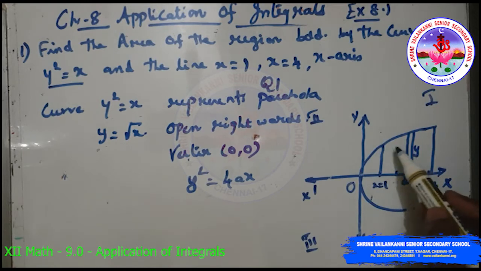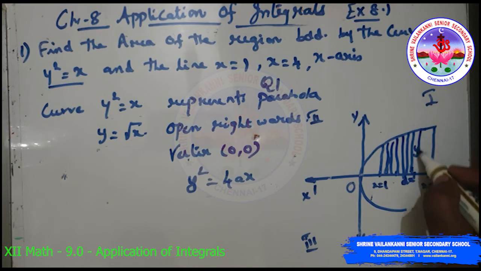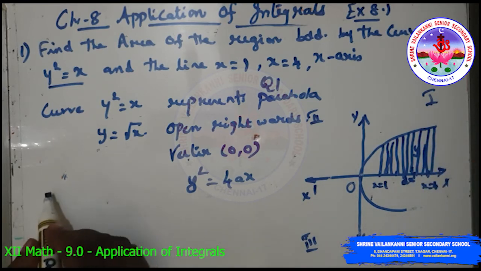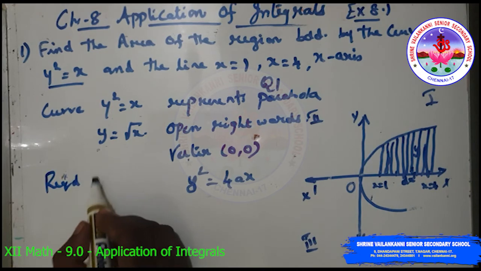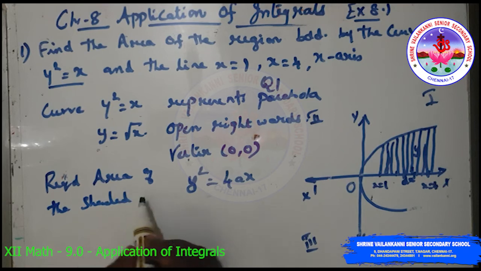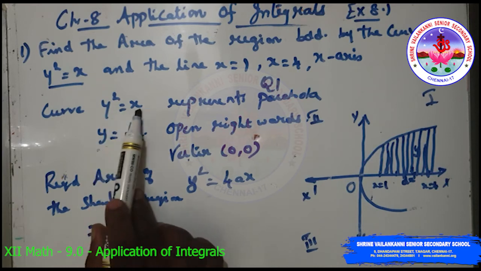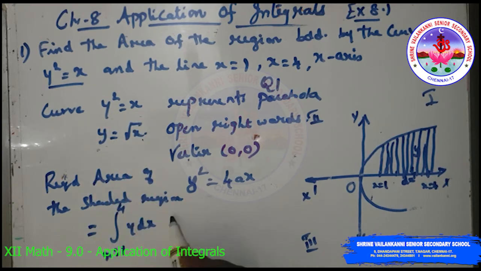So required area of the shaded region. We have to find this shaded region. So required area of the shaded region, which is equal to y into dx. Here the coordinates x is given as x equal to 1 and x equal to 4. So integral of x equal to 1 to 4 y into dx. Here y is root x. Y square is x, so y equal to root x, which is equal to root x into dx.